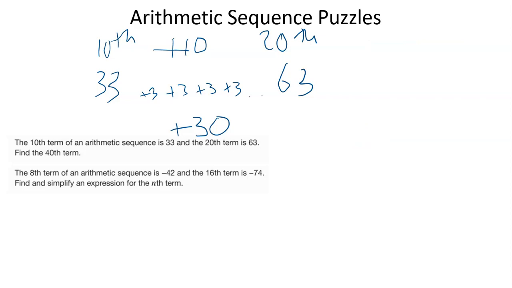Just got to be careful though, because sometimes they ask for the first term and people make just a little mistake. They say, oh yeah, the first term. Well, if I want the first term, then I'll just take off 30. So the first term is 3. Easy peasy. Unfortunately, that's not how it works, because from the 10th term to the 20th term there are 10 steps. 20 take 10 is 10, and that will take 10 steps.